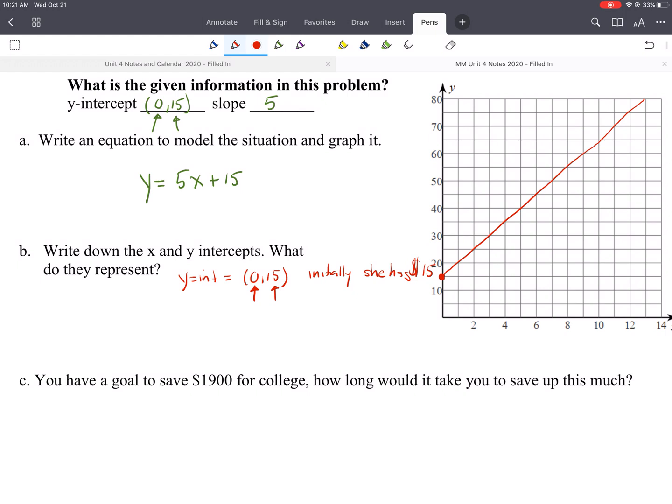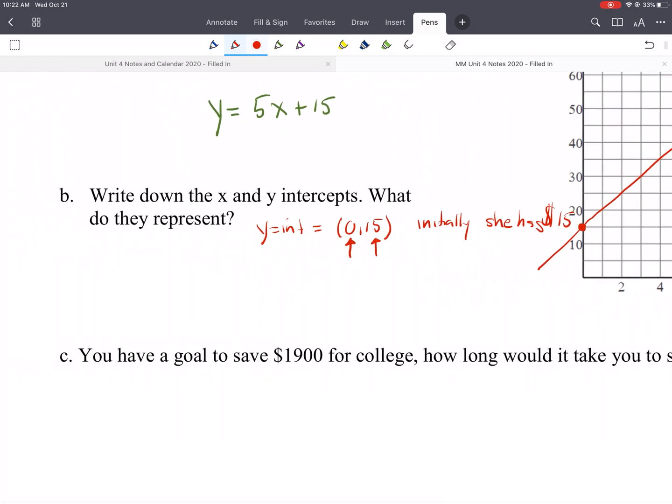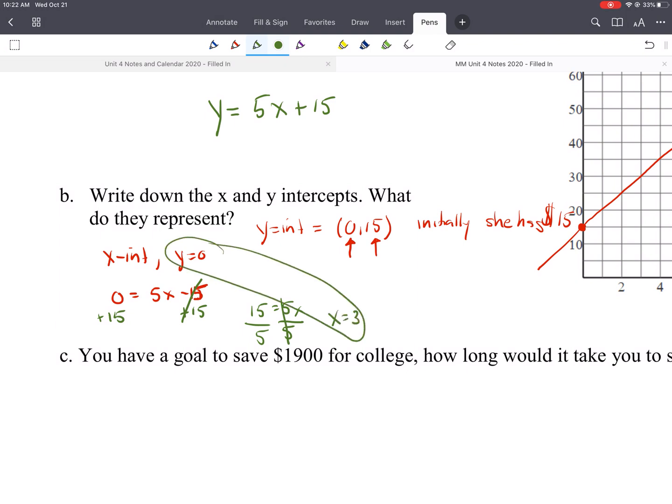Now we want to find the x-intercept. It's not on our graph. Okay, it's somewhere over here. All right, we're going to show our work by using our equation. So if it's the x-intercept, we know that y is equal to 0. So we do 0 is equal to 5x minus 15. We would add 15 to both sides. And we'd get 15 is equal to 5x, and we'll divide both sides by 5. So we end up getting x is equal to 3. So our ordered pair would be 3, 0.